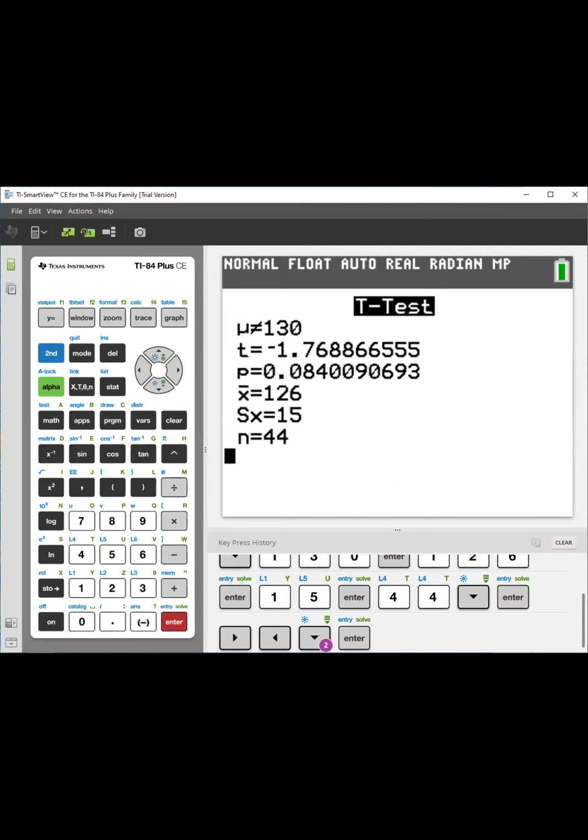So here we get our t-score, which is negative 1.7689, and our p-value, which is 0.08400. Okay, so what we want to do is try to make a conclusion based on this information. I'm going to pull the packet back up so that we can record that information.